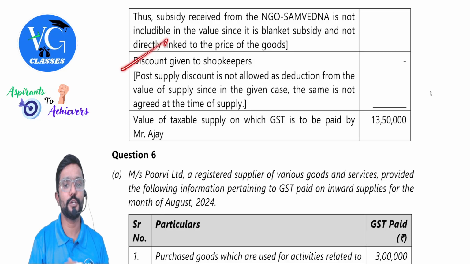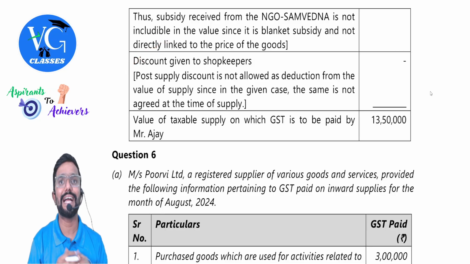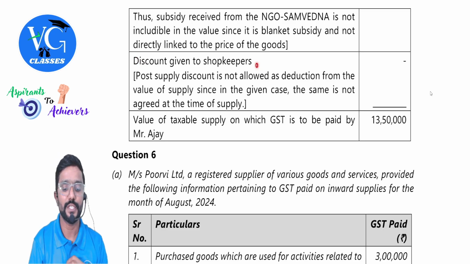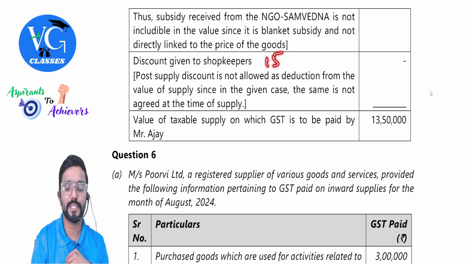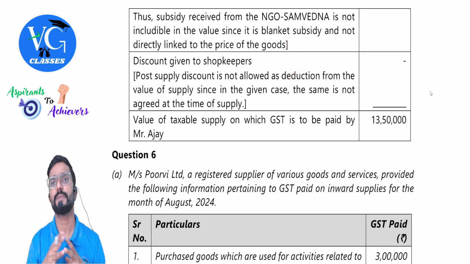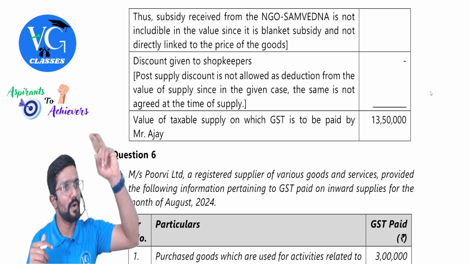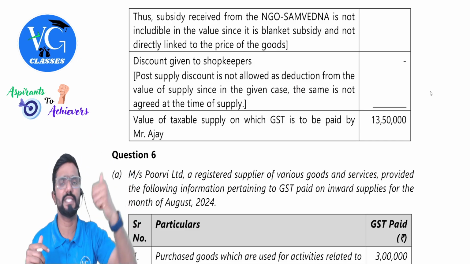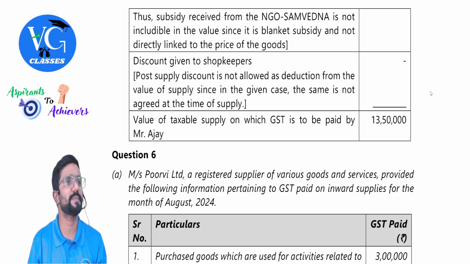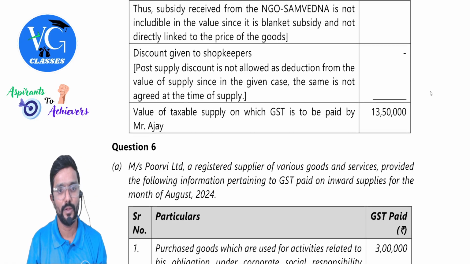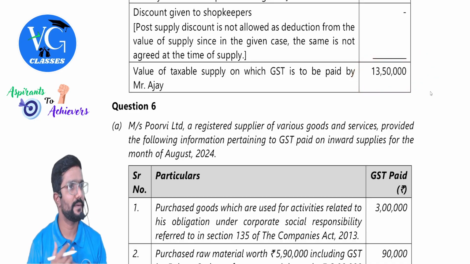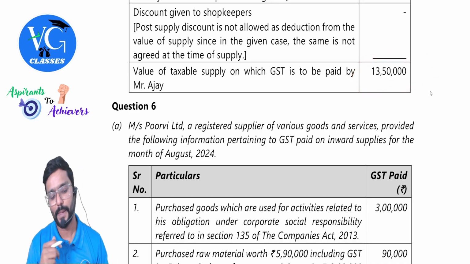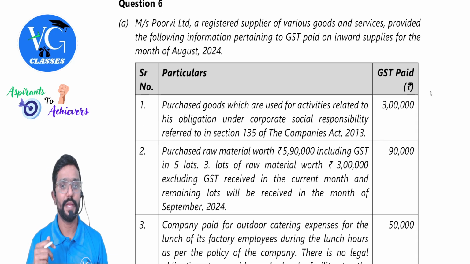Next, discount given to shopkeepers. Guys, it was not agreed at the time of supply. Hence, not allowed to be deducted. You should not deduct it. Discount is covered under which section? 15 subsection 3, guys. Whatever has to be added is given in section 15(2), whatever has to be deducted, that is discount, is given in section 15 subsection 3. Value of supply is how much? 13 lakh 50,000. Considering everything. Okay.